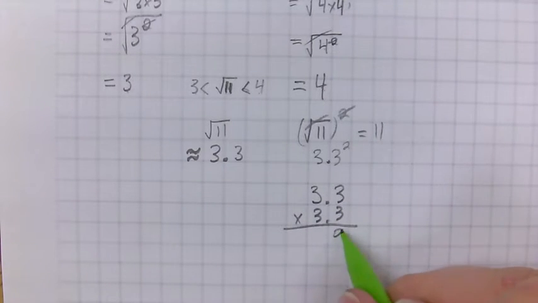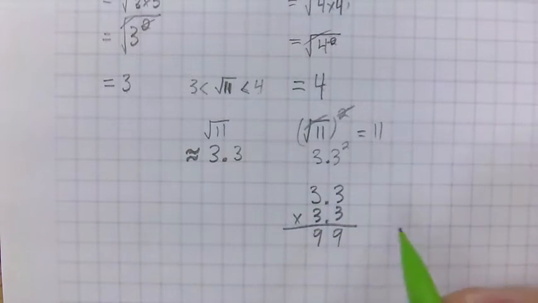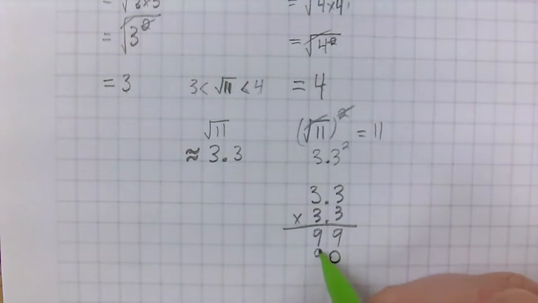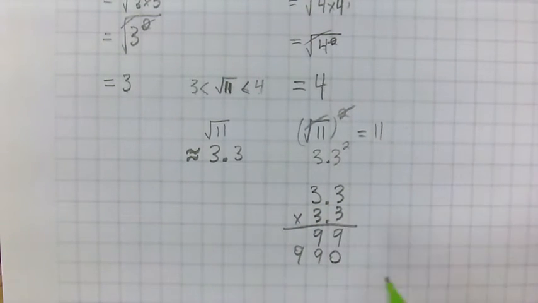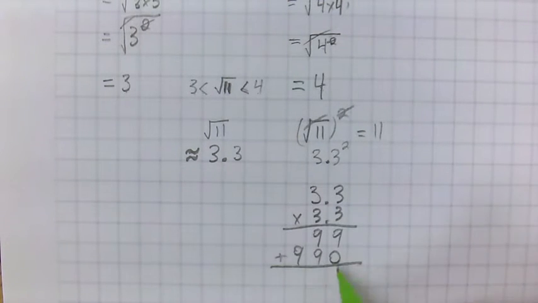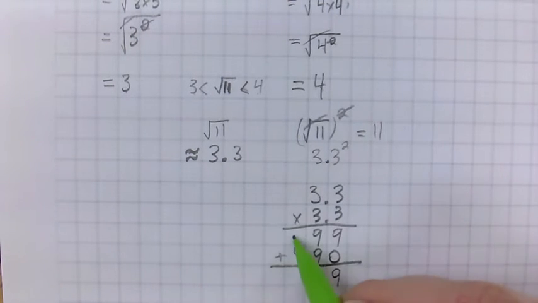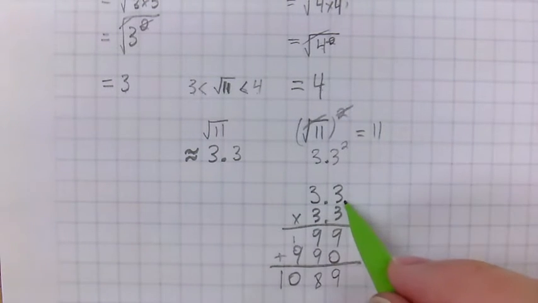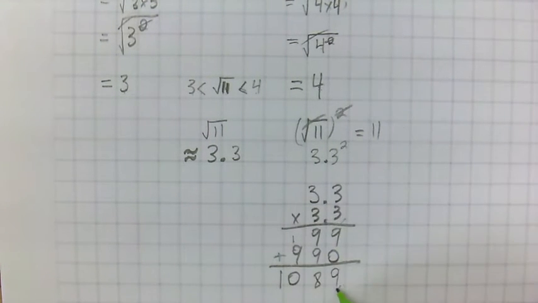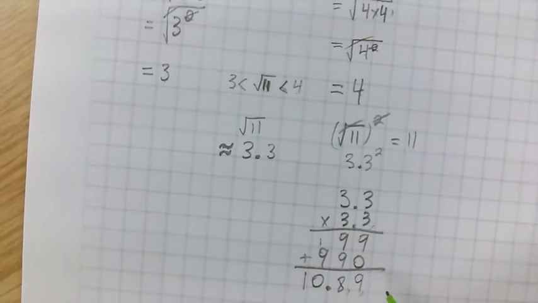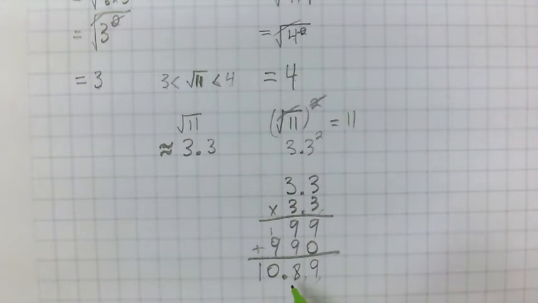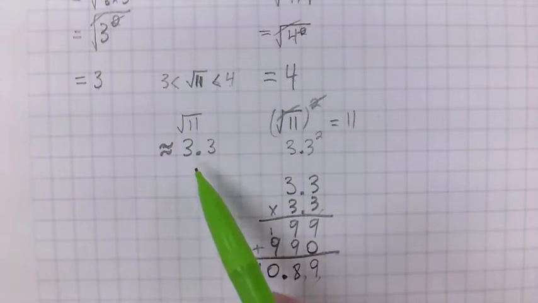3 times 3 is 9. 3 times 3 is 9. 3 times 3 is 9. No carrying needed. Just add it up. 9, 18, carry the 1, 10. And there's 1 decimal, 2 decimals, so we get 10.89. Look here. We're pretty close, but we're still 11 hundredths too small. Right? So what we can then do is take another number.